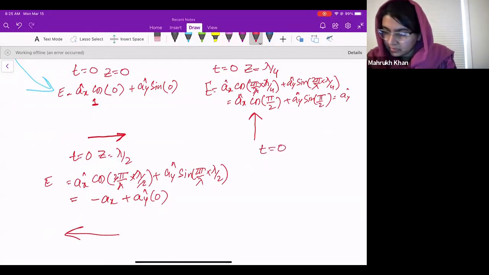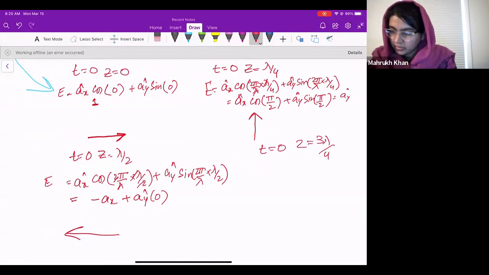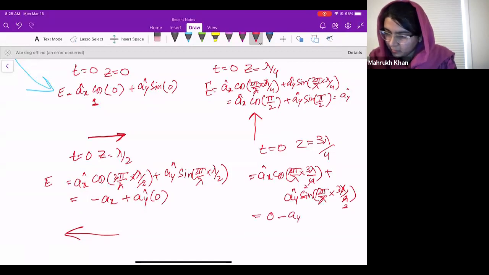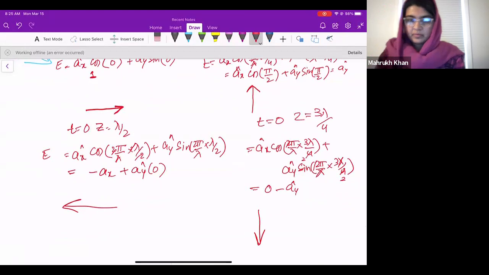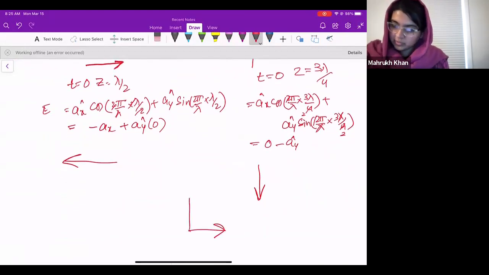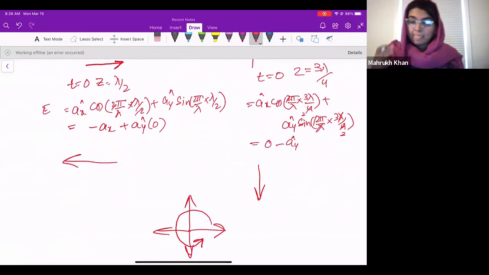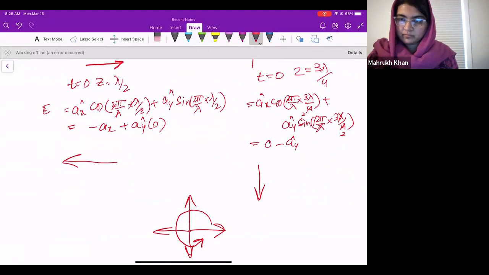Similarly, if I take z equals 3 lambda by 4, you should see zero minus ay. So it will become this, right? So if I am just plotting this, the total thing is a rotation like this with z. Similarly, it rotates like that for t as well. So that's why, due to this rotation, we are getting a circular wave. Does this make sense?